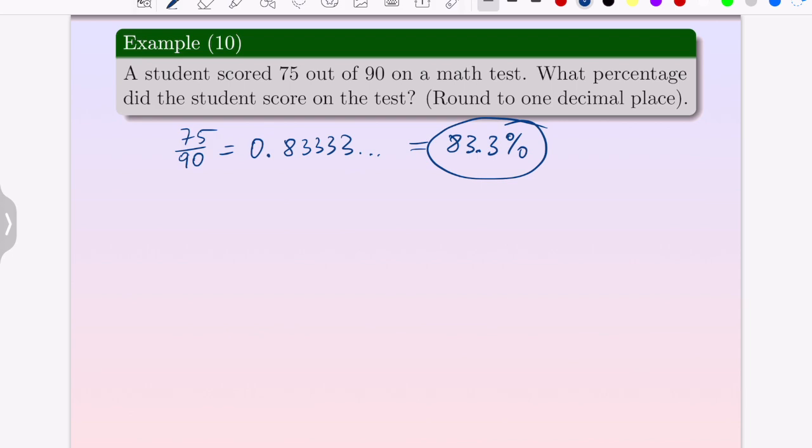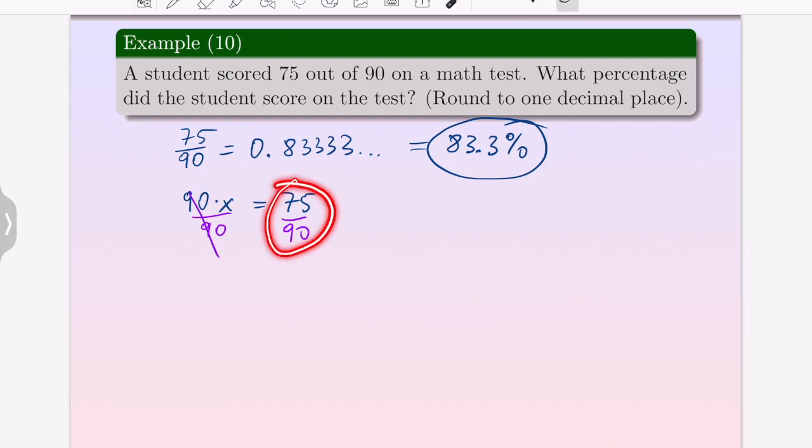But we can do it using the equation. We have the original amount is 90. And then the final amount is 75, and we're asking for percentage. So we have this 90 times x is equal to 75. And to solve it for x, we would need to divide by 90, and at this point, we have exactly the same amount as right there. So that's exactly the same.